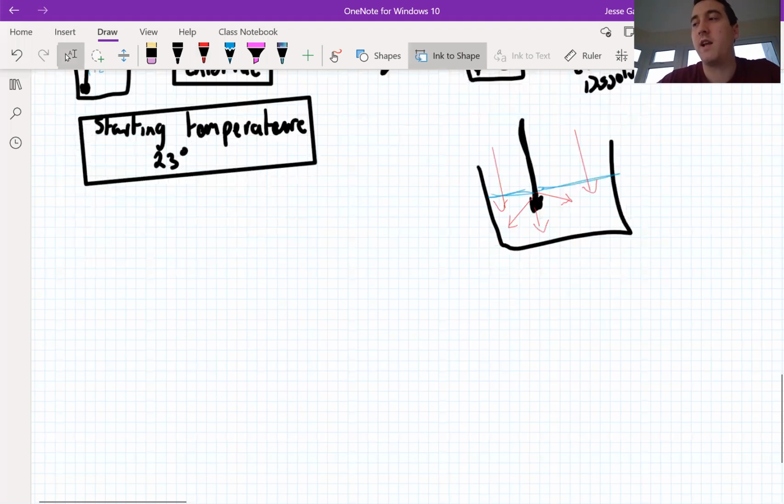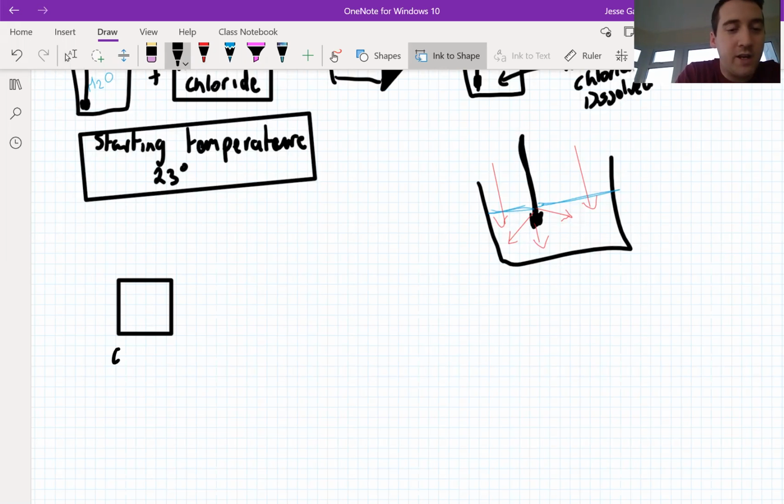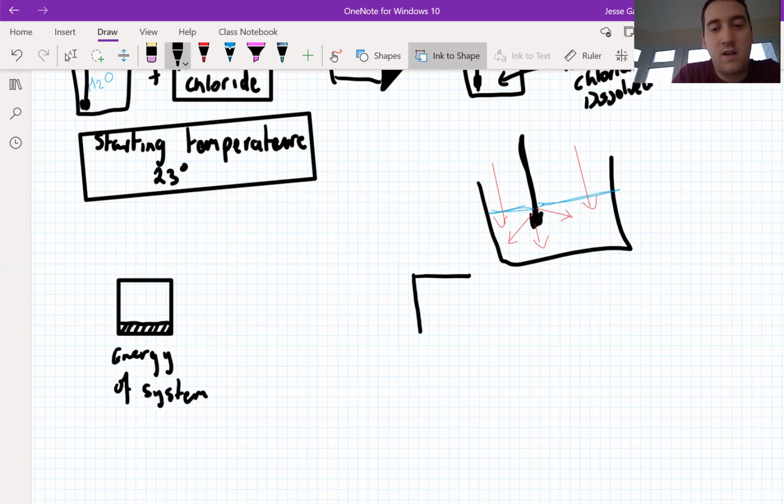If we just go back down quickly and have a look at the energy stores like we did before, we have our container, and this is the energy of the system. In the beginning, the energy of the system is quite low, before the reaction occurs. And at the end, the energy of the system is higher. It's taken in energy.